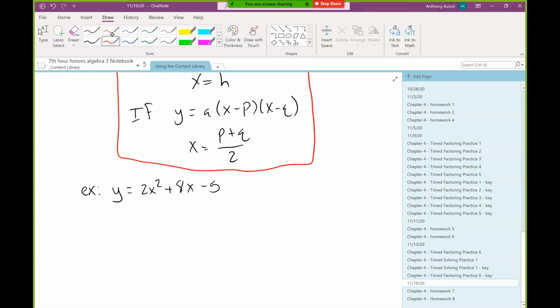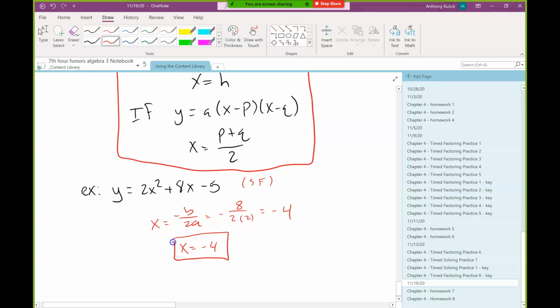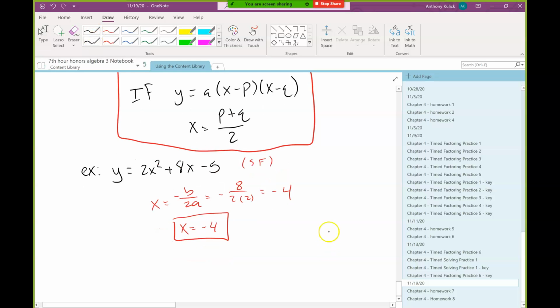So let's do some examples. Again, first thing I do is I recognize it's a standard form. Since it's standard form, I know I'm going to use the equation -b over 2a. So I have negative of 8 over 2 times 2. So I just get x equals -4. And again, that's the equation of a line, remember, so it doesn't become an ordered pair or anything, it just stays x equals -4. The equation for a vertical line.